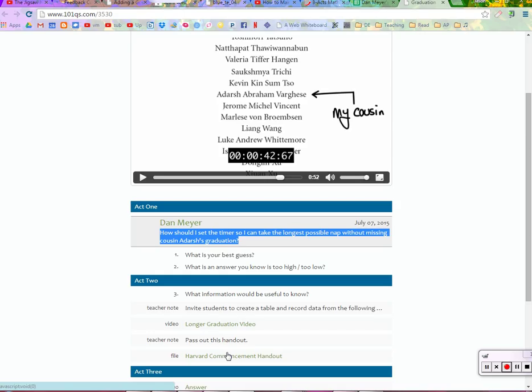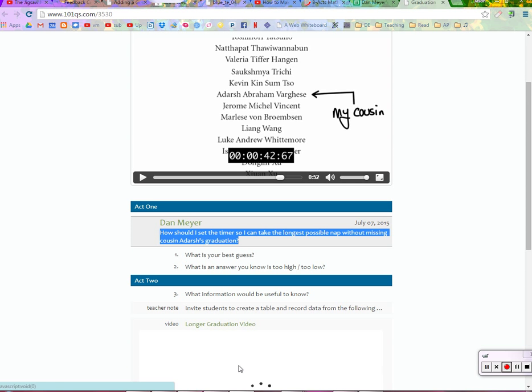Don't do the whole thing, maybe a little bit, like five, six people. Yeah, right. And then when you figure out how many seconds it takes for one of those people, times that by. Well, you're going too far. We just want to figure out how long it takes to read one person's name, right? So we need to gather some data. We need to watch some people get their names read. Okay, well, here we have it. A longer graduation video.